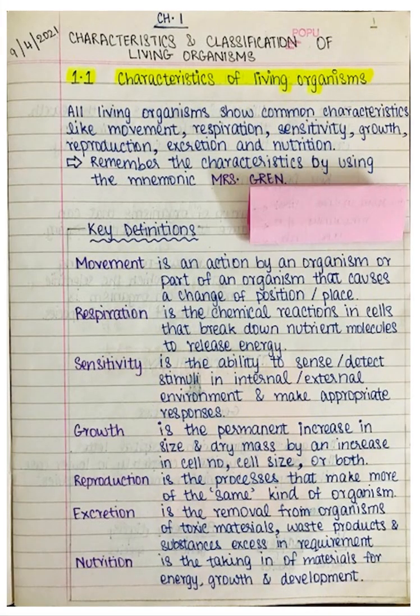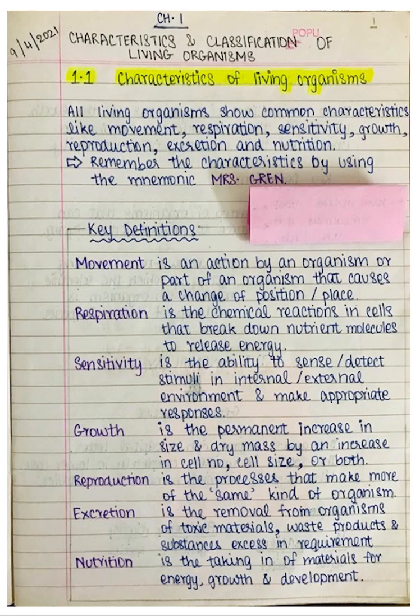All living things show 7 basic characteristics: movement, respiration, sensitivity, growth, reproduction, excretion, and nutrition. Movement is an action made by an organism or parts of an organism that results in a change of place or position. Respiration is the chemical reactions that happen in cells to break down nutrient molecules and release the energy needed for metabolism. Sensitivity is the ability to sense or detect stimuli in internal or external environment and make appropriate responses.